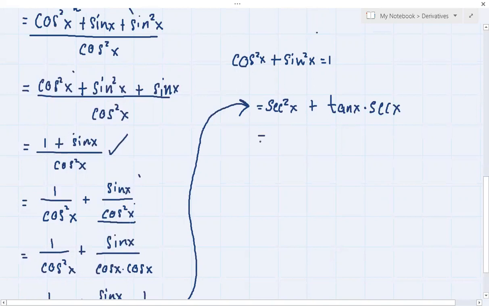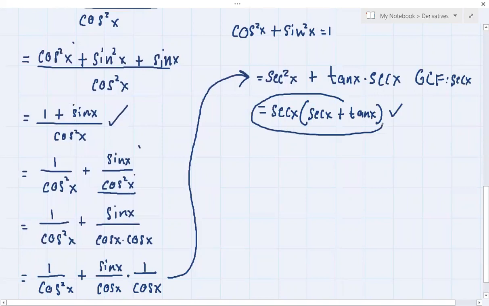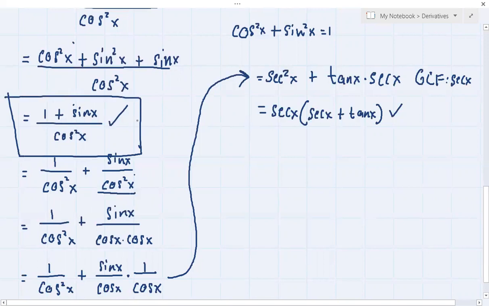Now, we can simplify this further. Secant squared x plus tangent x times secant x, both of them are divisible by secant x. That is the greatest common factor of the two, secant x. So therefore, we will have secant x times the quantity secant x plus tangent x. This is the result, and that will be our final answer. If you simplify this, you're going to convert secant x and tangent x into sine or cosine functions. Then, once you simplify it again, this is what the result will be.